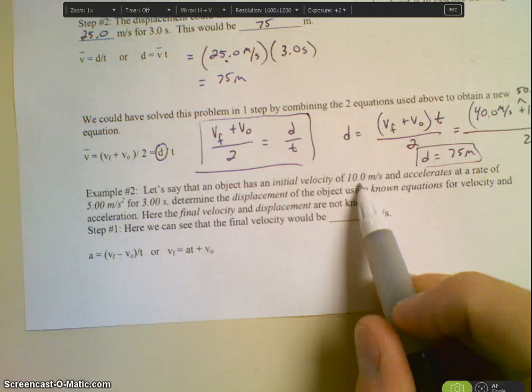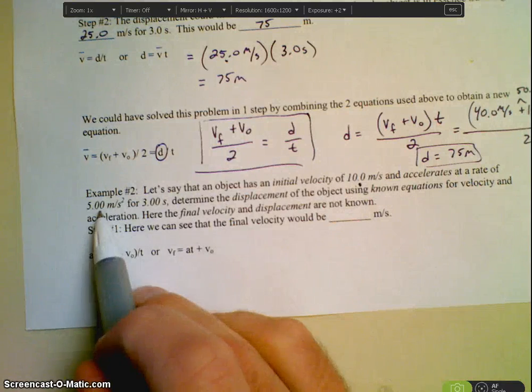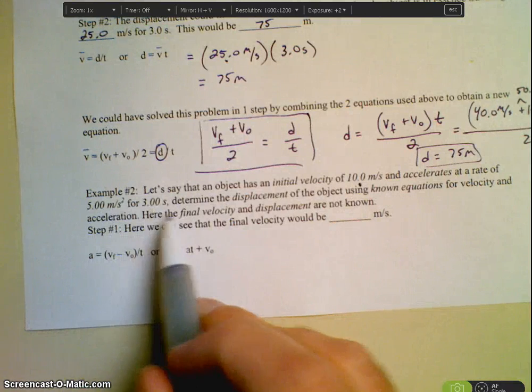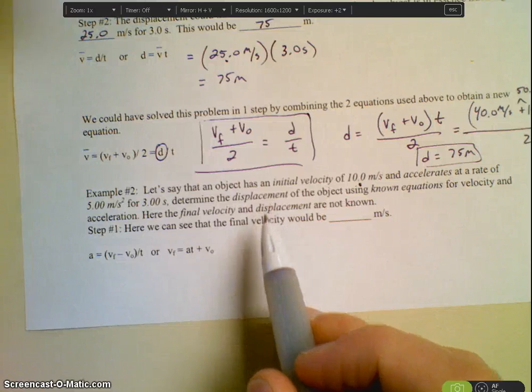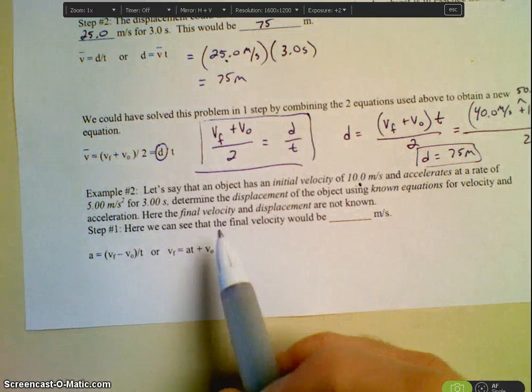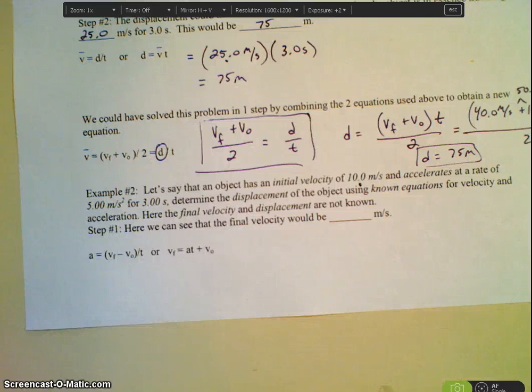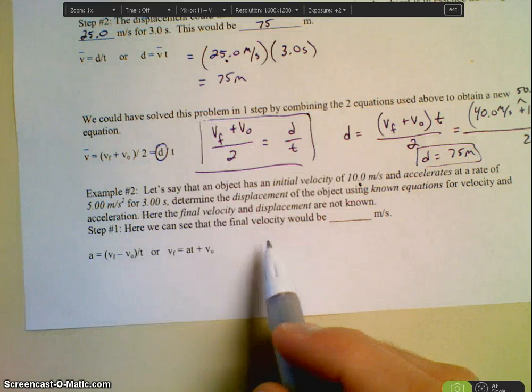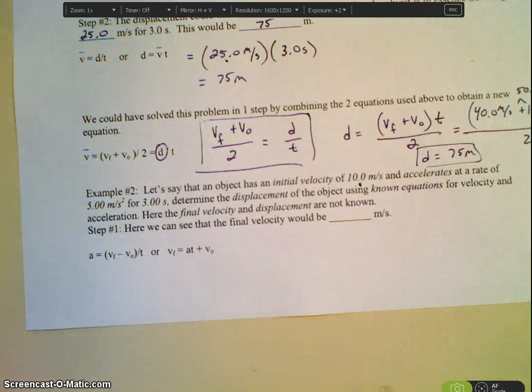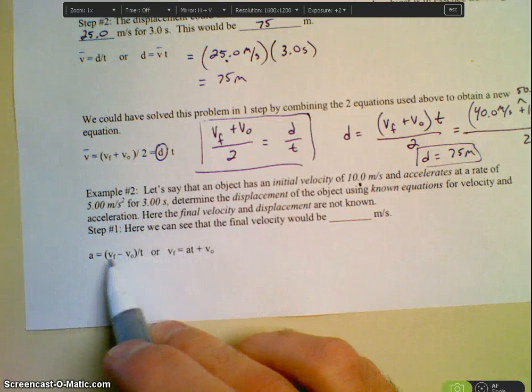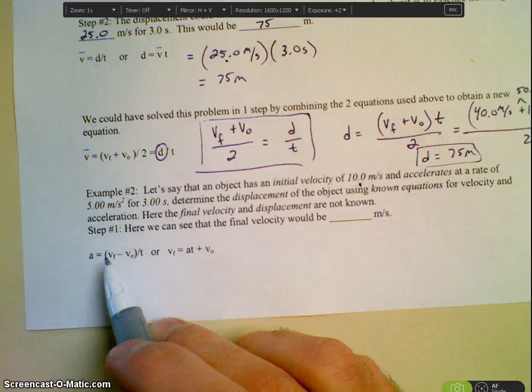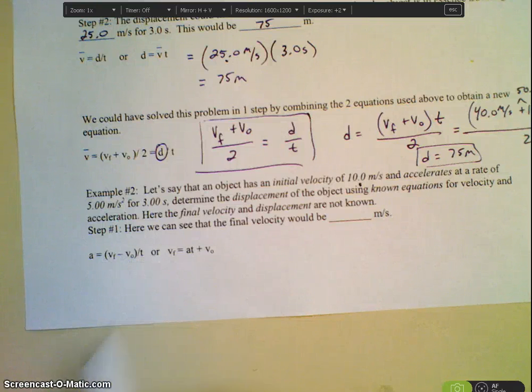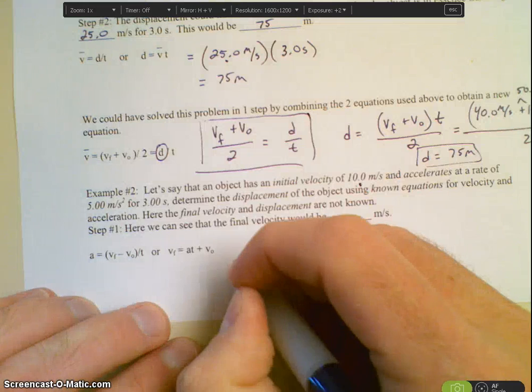So now we have an initial velocity, we're given an acceleration, we're given a time, and we want to determine displacement. So what are we not given? Well, we're not given the final velocity. It's unknown, as well as the displacement. So how can we find what the final velocity would be? Using this equation, which we've learned at this point, so that's our acceleration, change of velocity over time.